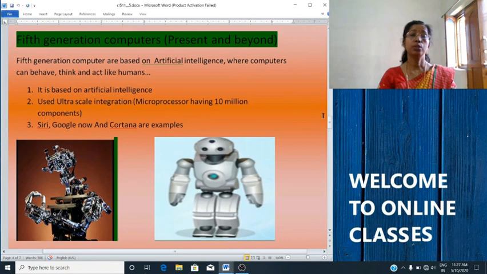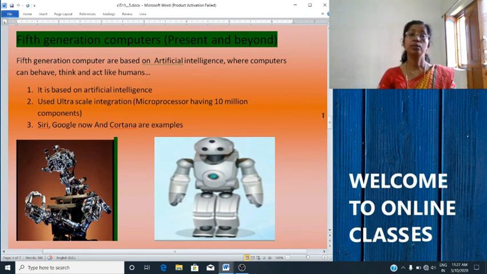So this is about 5th generation computers. We can see the picture of some of the 5th generation computers. A robot. Then if I see another example, Cortana. All these are the examples of 5th generation computers.